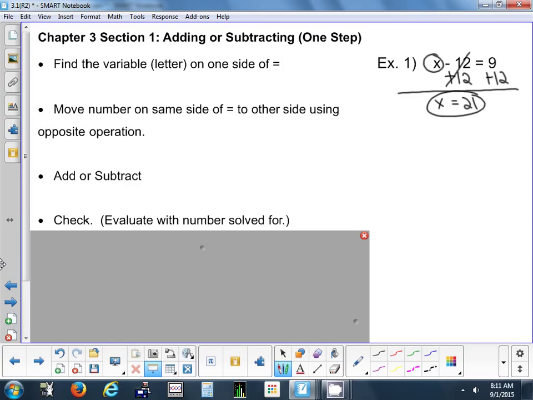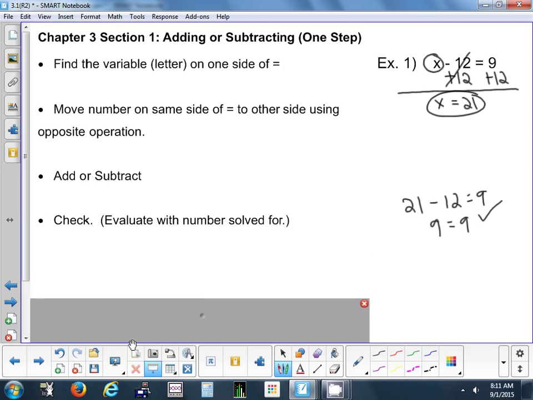So let's write out my new equation with the substitution, or evaluating it. What's it going to look like? What am I going to write first? 21. 21 is taking the place of x minus 12. 12 equals 9. 21 minus 12, 9 equals 9. It checks. And like Mr. Hager said earlier, we're not expecting you guys to check. We'll check a few today. Might have you check a few on your homework, but that's it. You're going to evaluate with the number that you solve for.